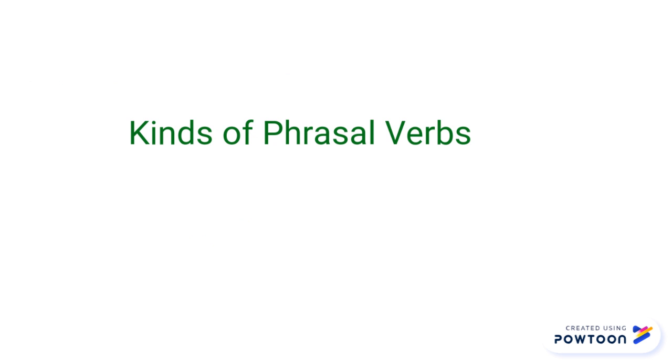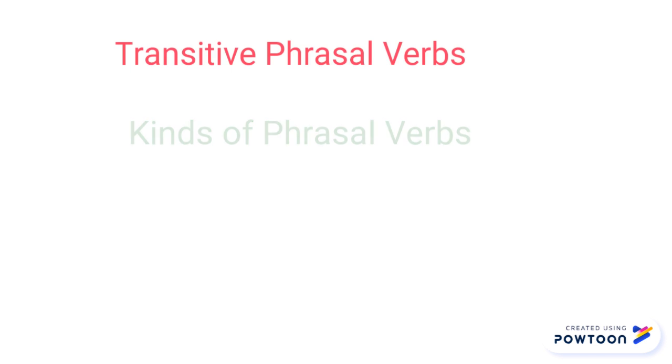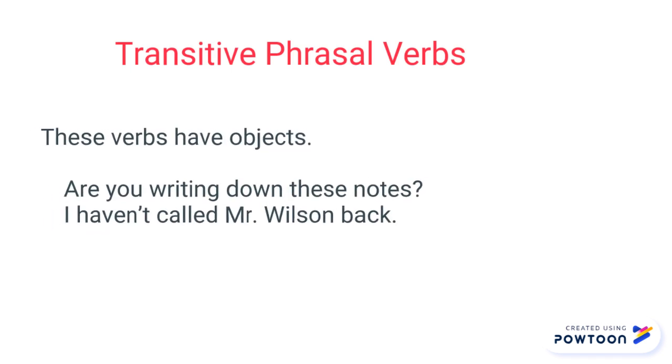Now let's discuss some kinds of phrasal verbs. So the first type is transitive phrasal verbs. So these verbs have objects. For example, are you writing down these notes? Or I haven't called Mr. Wilson back. So in both cases we have an object.